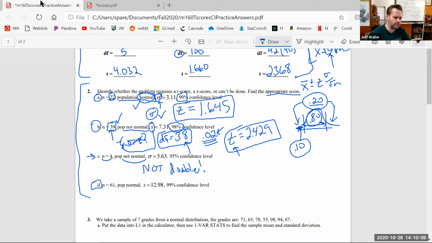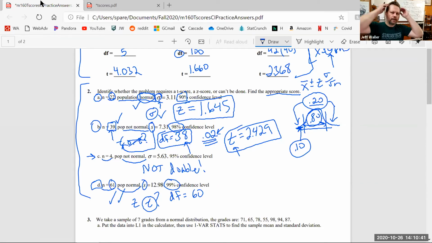So part D ends up being doubly good, right? Sample size ready to save us, but the population's already normal. Check, check. Z or T? T, because I only know S. I don't know sigma. What's my degrees of freedom? 60. Always one less than N.